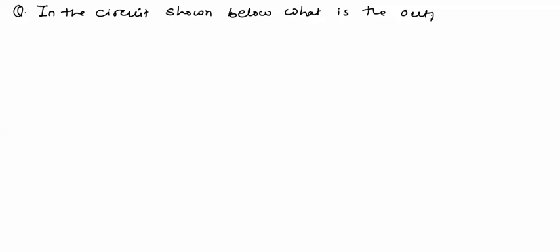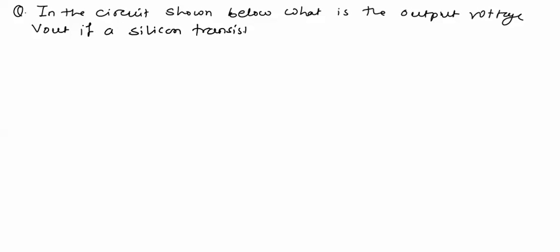Now we'll solve one more example. In the circuit shown below, what is the output voltage V out if a silicon transistor Q and an ideal op-amp are used?